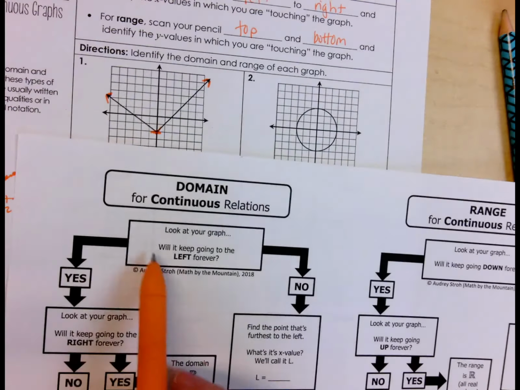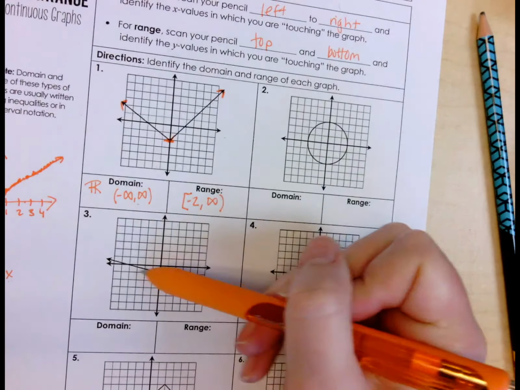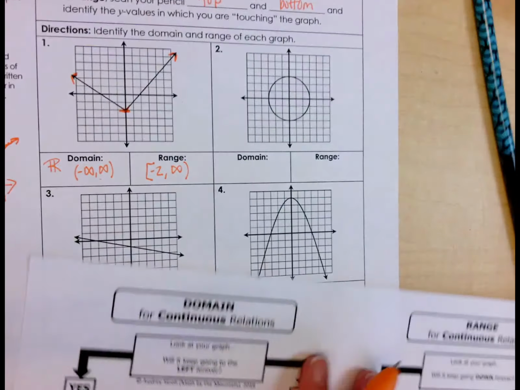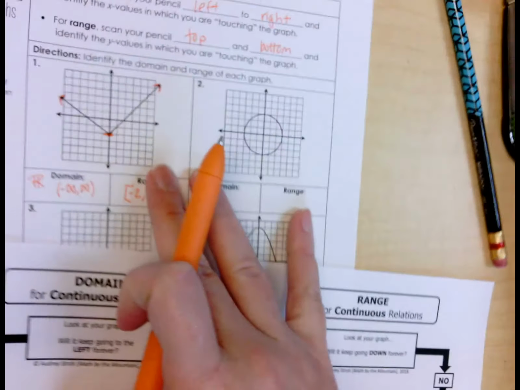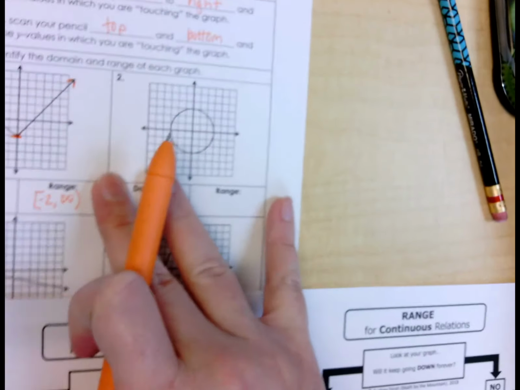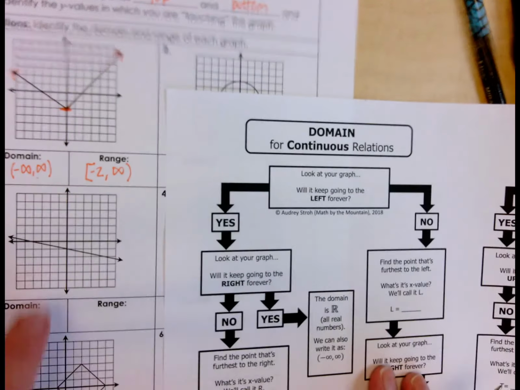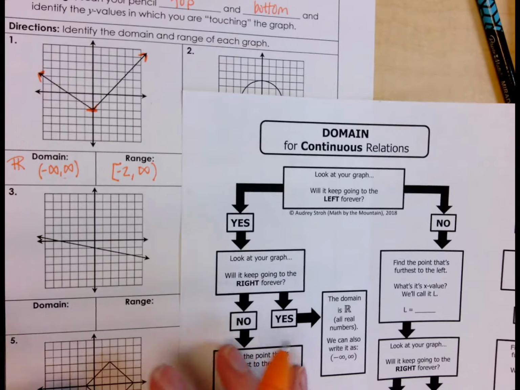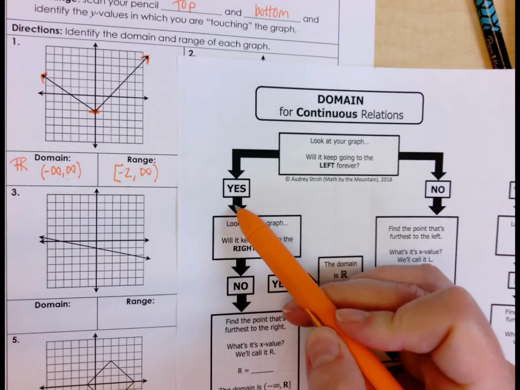So look at your graph. Will it keep going to the left forever? Okay, so let's look to the left. Is there an arrow that keeps going forever? Yes. Okay, so let me slide this over just a smidge so that you can see it all at once. Maybe we can get that included. Here we go. All right, so now you can see, here's number 3, and here is our flow chart. So will it keep going to the left forever? Yes, it will. Okay, so we come to yes.